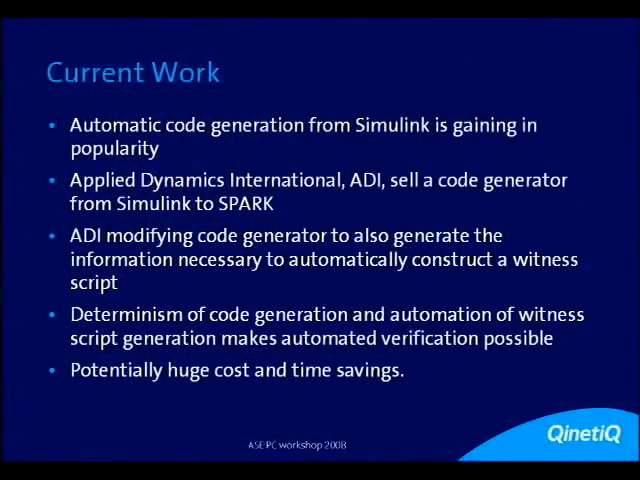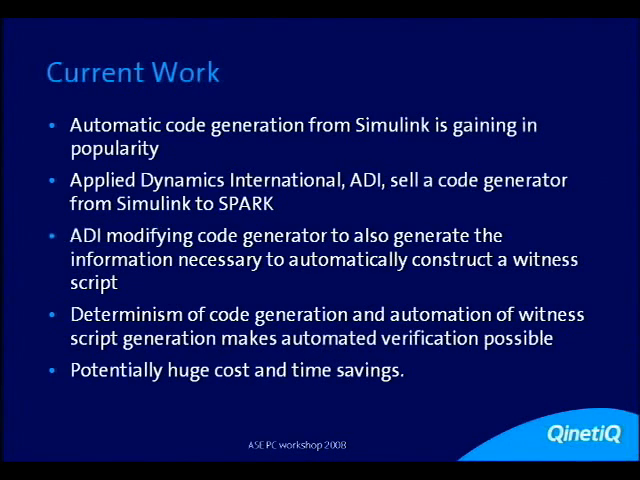Now, current work is concerned with, rather than human-generated code, automatic code generation from Simulink. This is gaining in popularity. The Mathworks themselves are selling more and more autocoders. And there's been a wave of enthusiasm and adoption for automatic code generation from models anyway. Applied Dynamics International have a code generator from Simulink to Spark, the subset I was talking about of Ada.